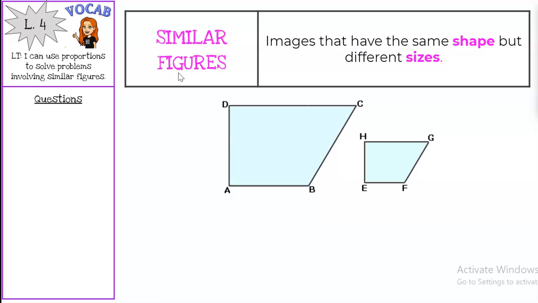First off, similar figures are images that have the same shape but different sizes. As you can see, these two shapes have the same general shape. You see the slanted side here, and a slanted side there, smaller on the bottom, longer on the top. But one is just bigger than the other, so they just have different sizes.